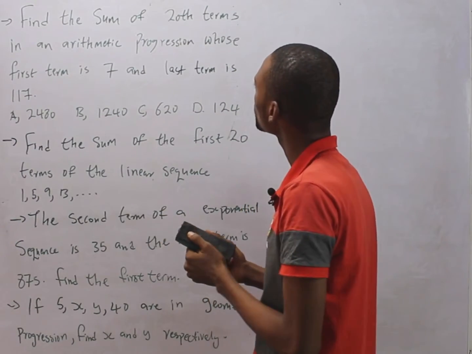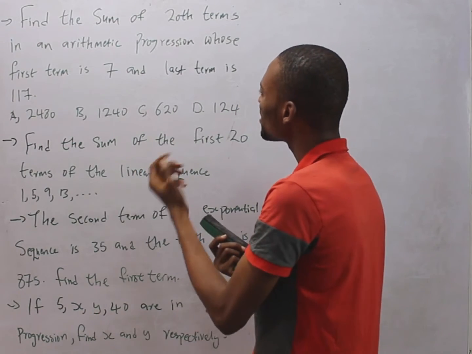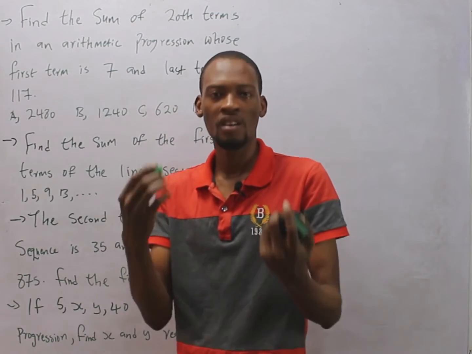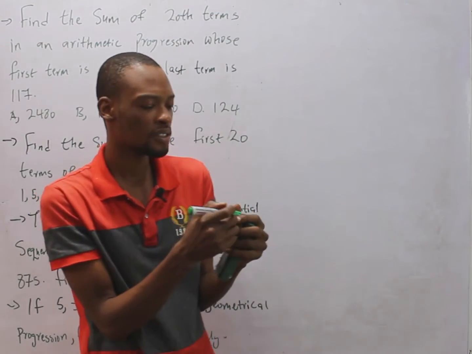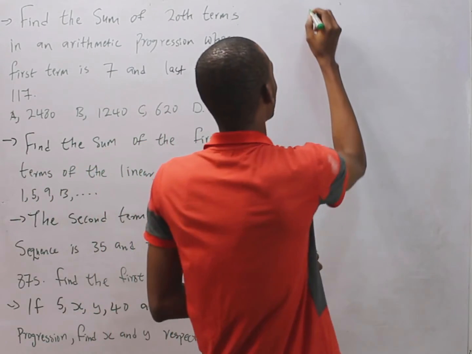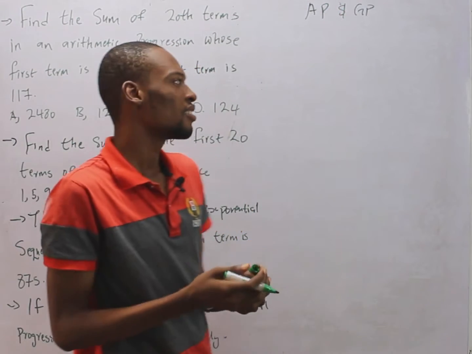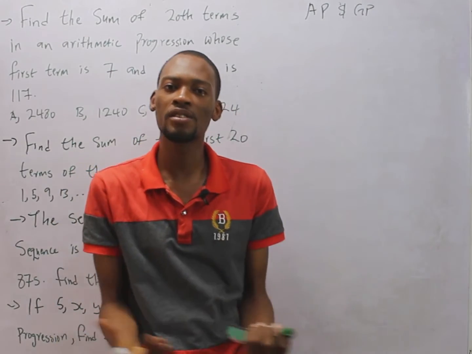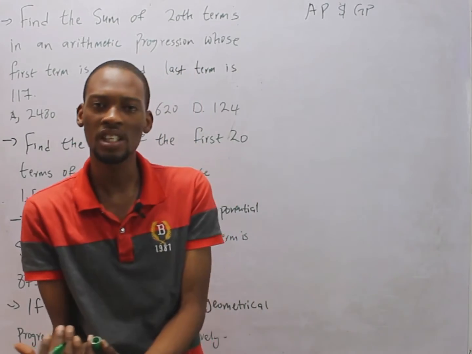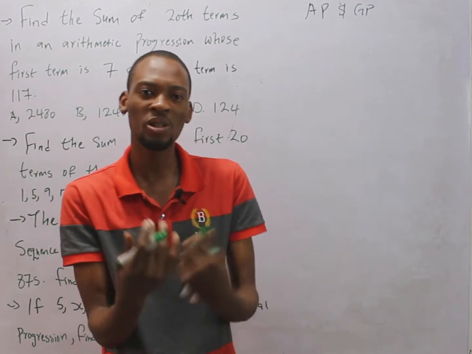Find the sum of 20 terms in an arithmetic progression whose first term is 7 and last term is 107. Arithmetic and geometric progression are hotcake topics in JAMB, popularly known as AP and GP. Now, arithmetic progression is a progression in which the second term minus first term is the same thing as the third term minus second term is the same thing as the fourth term minus third term.